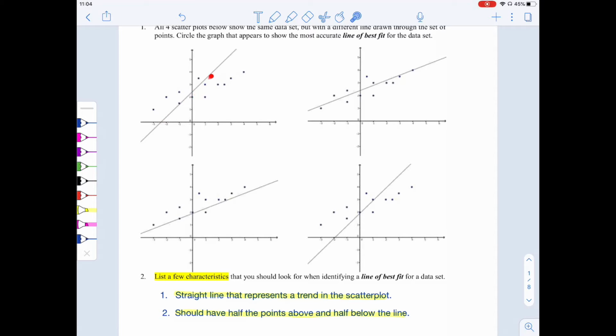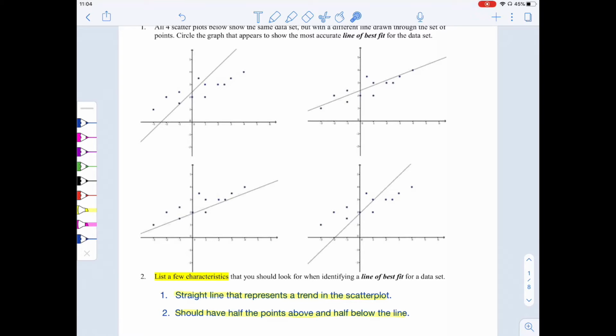So we look at all these. This is not really, it should be more like this. This doesn't really match. This has a good angle, but it's kind of low. Most of the points are above, a little bit are below. This one is the wrong angle. This one right here is a lot better. So it represents a trend line in a straight line, and then half the points are above and half are below.